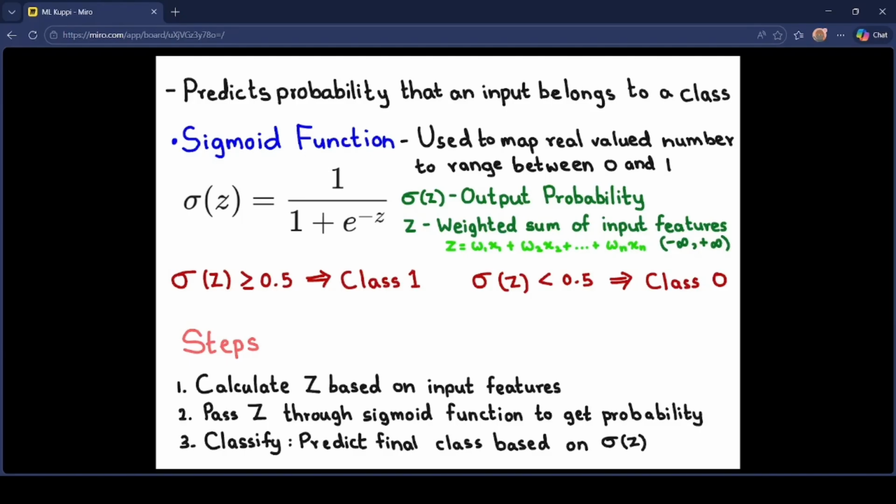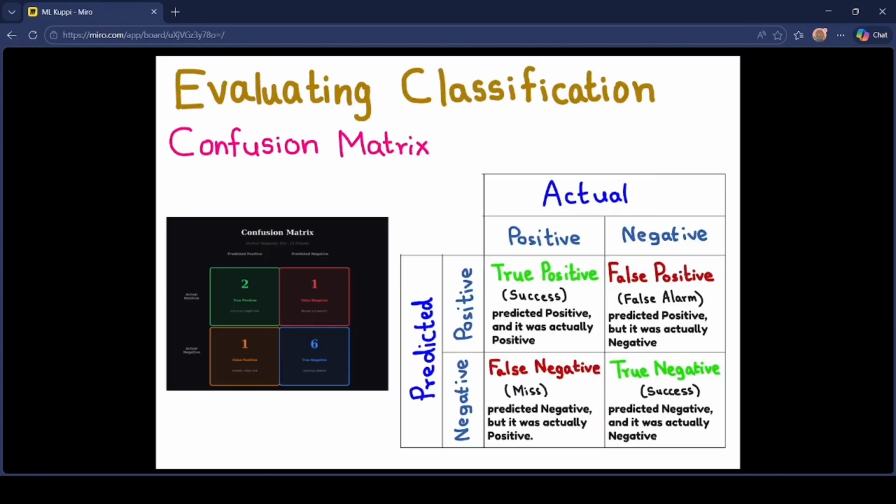And then according to the sigmoid value we are getting through the sigmoid function, we have to predict the final class based on that and then classify accordingly. So that is how logistic regression works. And with that, we will be concluding the in-depth discussion of classification algorithms.